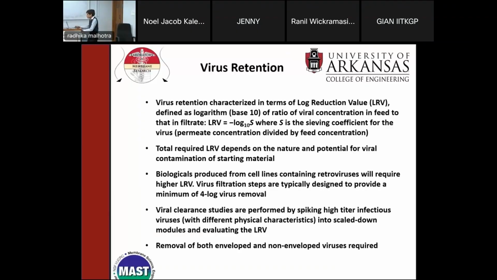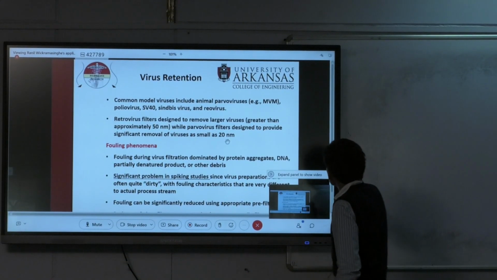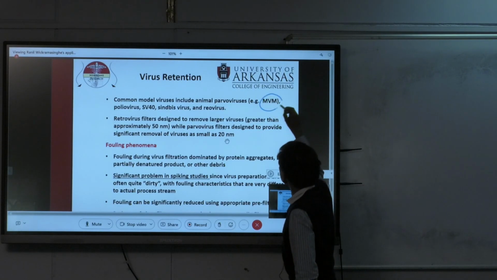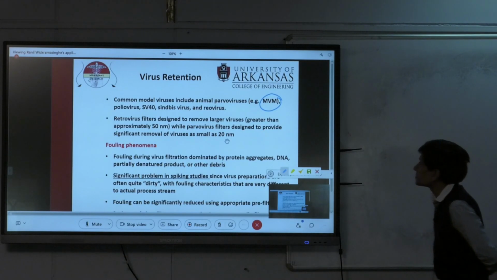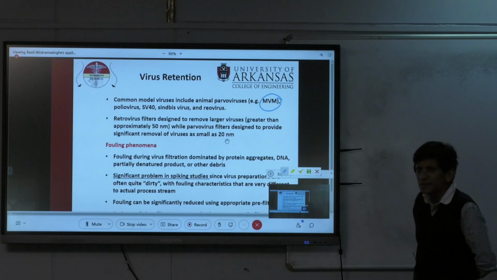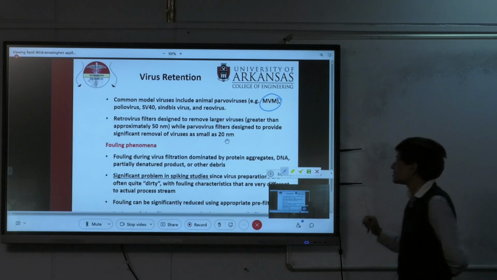Removal of both enveloped and non-enveloped viruses is required. Okay, let's move on. Common model viruses include animal parvoviruses. We work a lot with this one that is called MVM, or minute virus of mice. That's a parvovirus in mice, but there's also other ones. There's poliovirus, SV40, reovirus. I told you human parvovirus B19 is in the same family. Okay, it's the same family of viruses. Non-enveloped, about 18 to 22 nanometers in size.